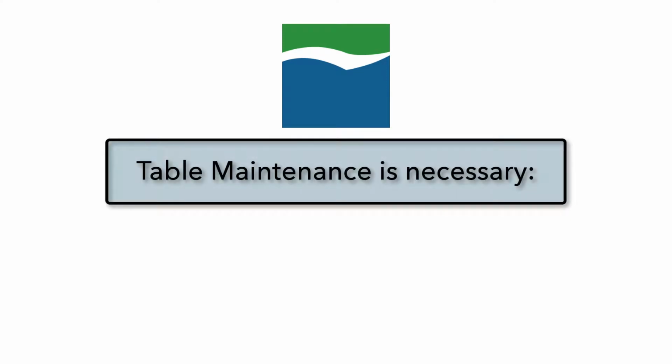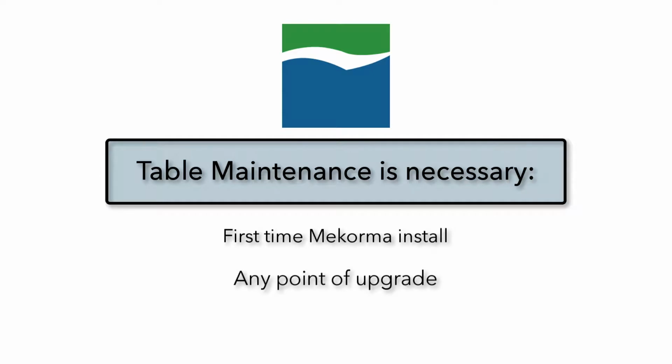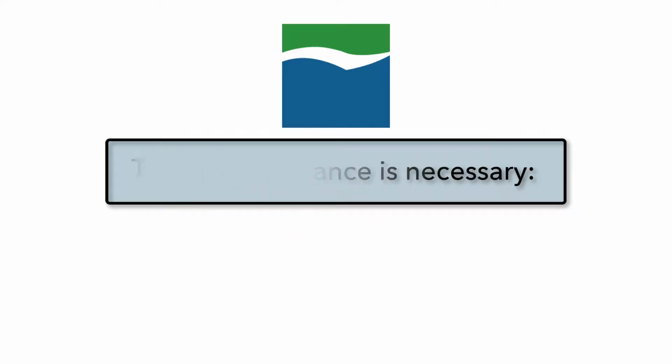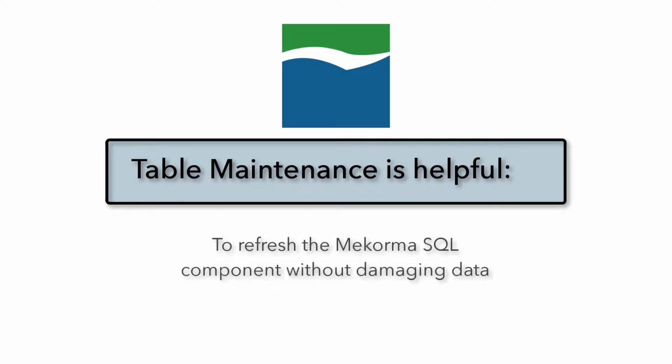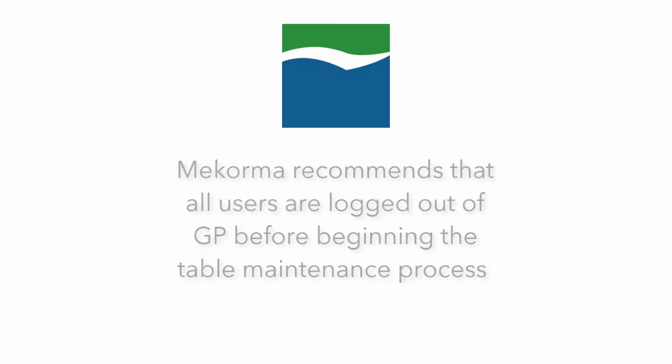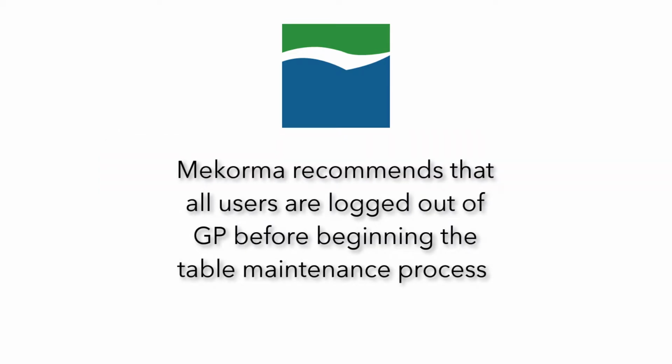Today we're going to talk about running the table maintenance process in Mekorma on builds 60 and above. Processing table maintenance is necessary the first time you install Mekorma, when upgrading to a new build, or when a new company is created. The table maintenance process is also helpful if you need to refresh the Mekorma SQL component without damaging data. Mekorma recommends that all users are logged out of GP prior to beginning the process. Otherwise, unexpected errors may occur.